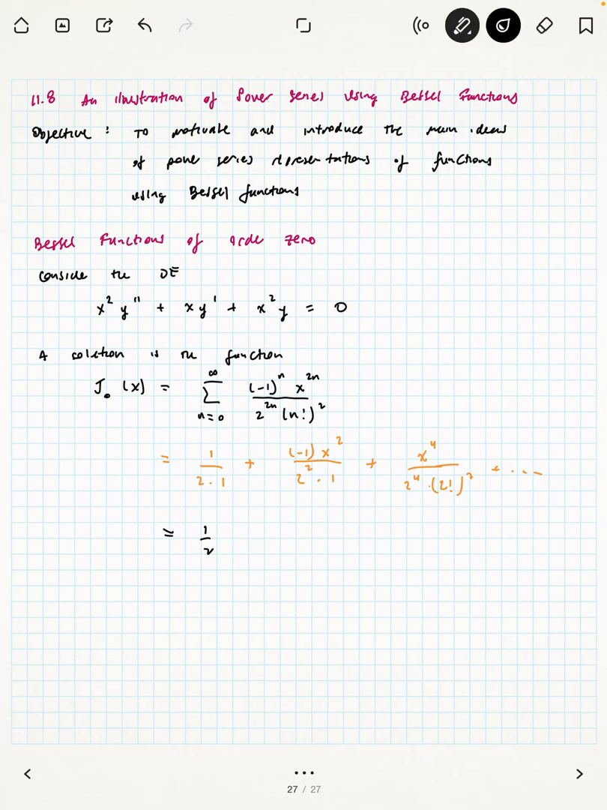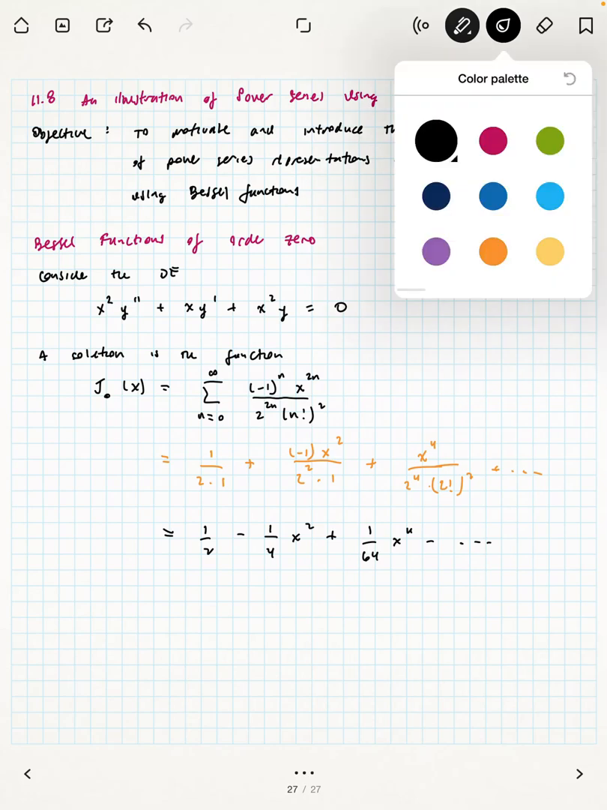Okay, so this looks like the function 1 minus 1/4 x squared plus, now 2 to the 4th is 16 times 4 is 64, 1/64 x to the 4th, and so on. Okay, this goes on forever. It's an infinite series. So we're actually looking at something like an infinite polynomial function with increasing powers of x. Notice that we only have even powers of x. That's an important characteristic here.